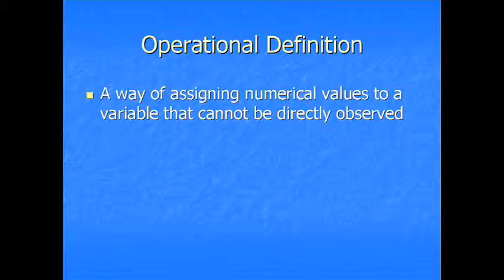An operational definition is a way of assigning numerical values to a variable that cannot be directly observed. The issue frequently comes up in psychology when we look at things related to the mind or mental processes. We can use the example of love. Now, love may be a thought and a feeling. That's hard to observe. But we could agree on behaviors as an operational definition. Your operational definition of love is just as good as mine.